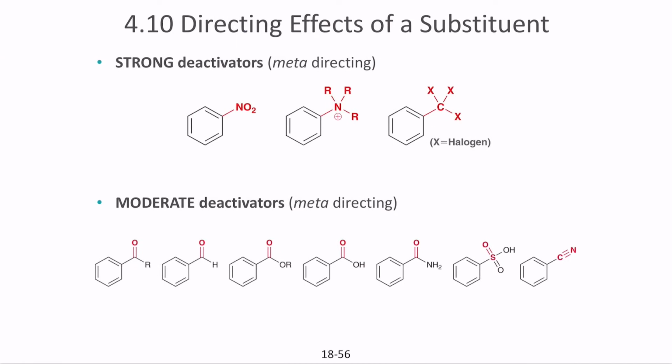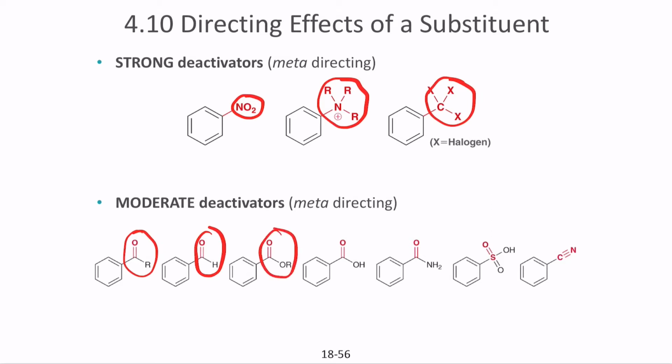Next let's talk about strong deactivators. The ones we already know are nitronium, second is the tri-substituted ammonium ion, and carbons with halogens can be strong deactivators. Moderate deactivators are double bonded oxygen with carbon, so carbonyl groups. Whenever you see a carbonyl group in the place of the aromatic proton, those are structures with moderate deactivation. The next ones are the sulfonate group and cyano group.